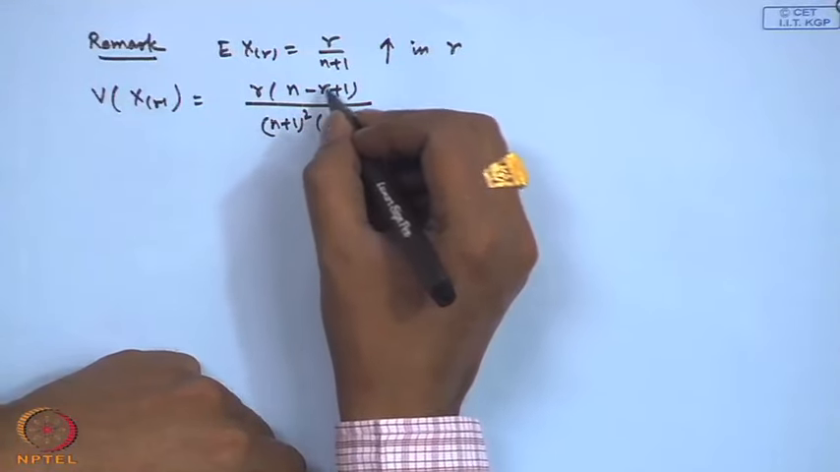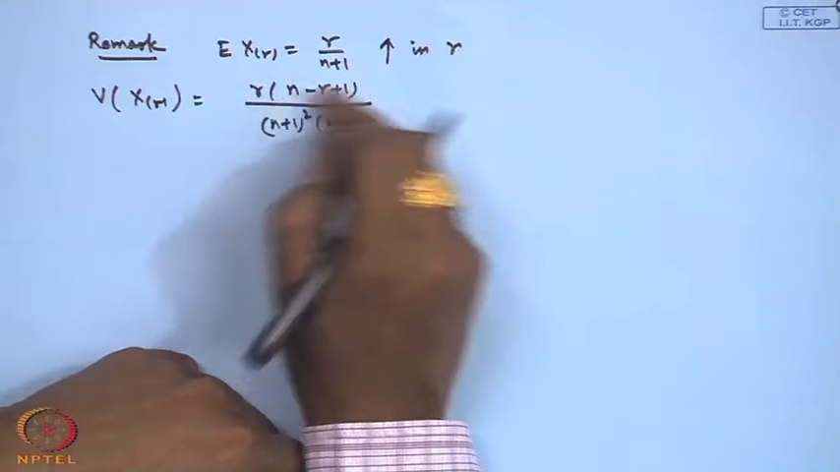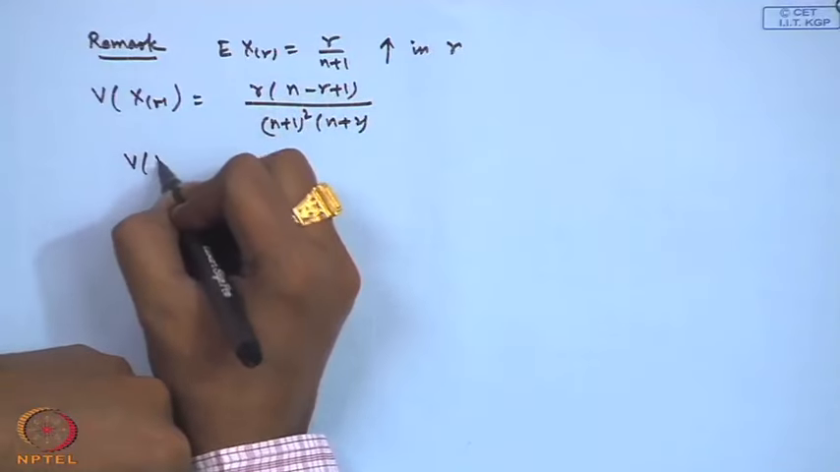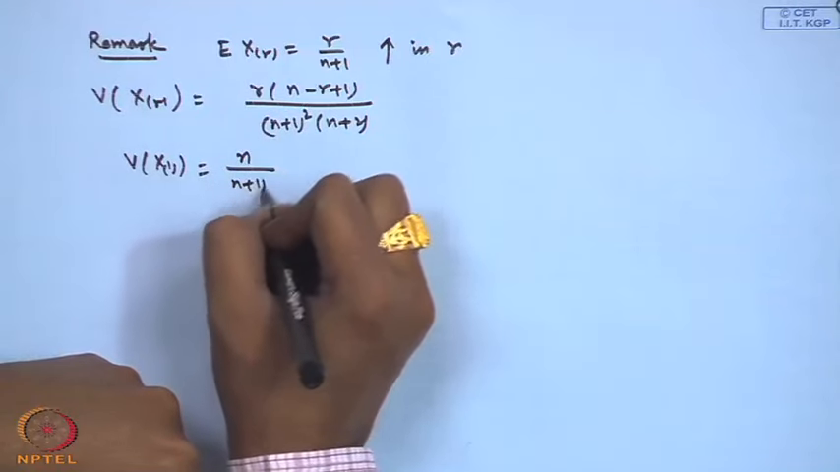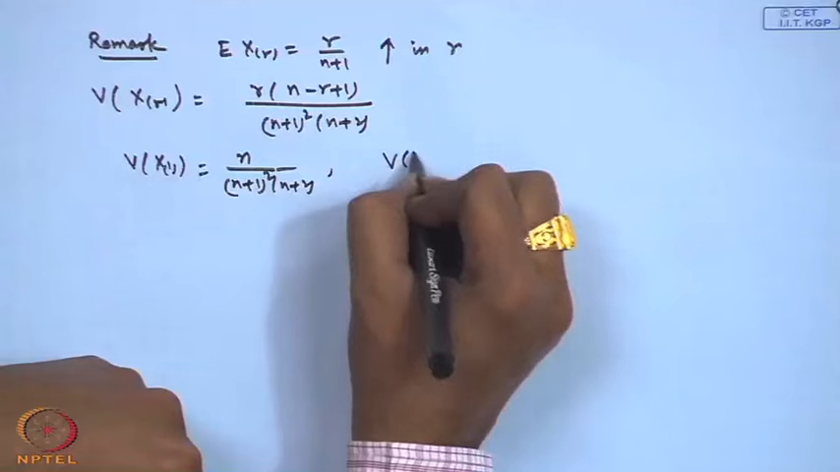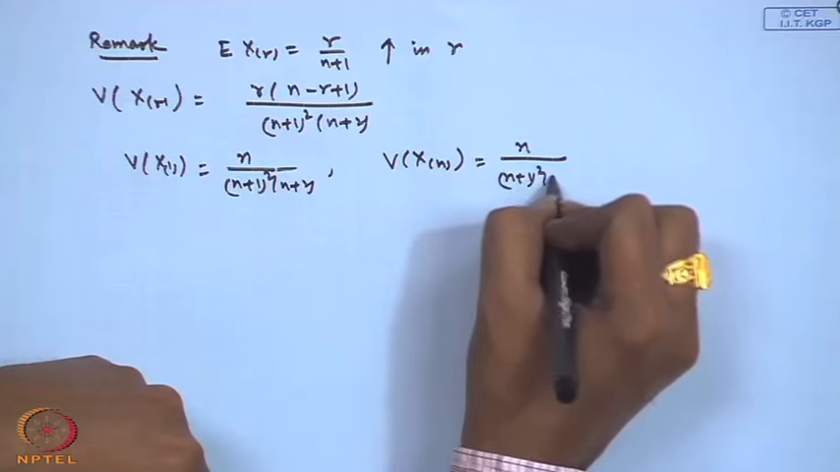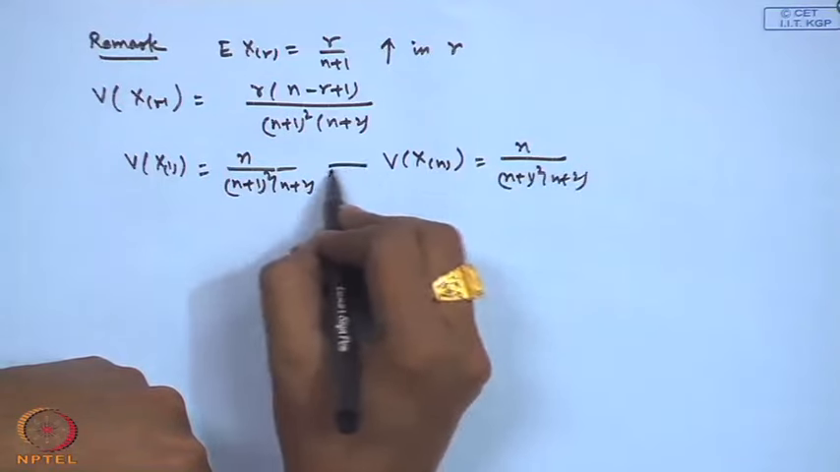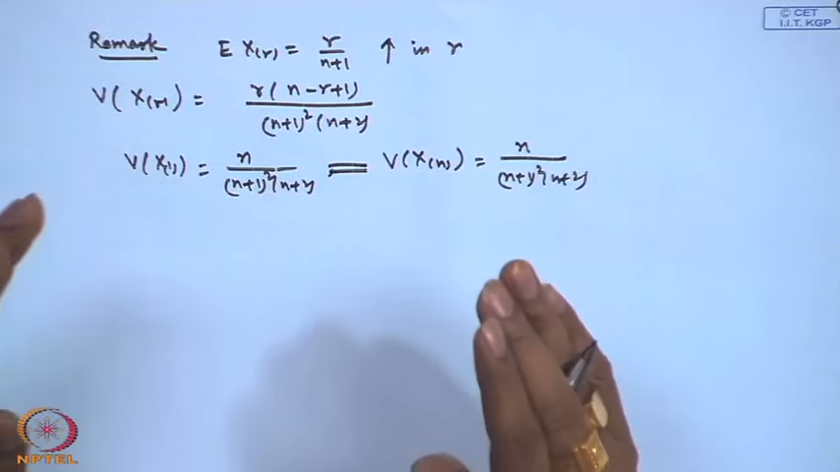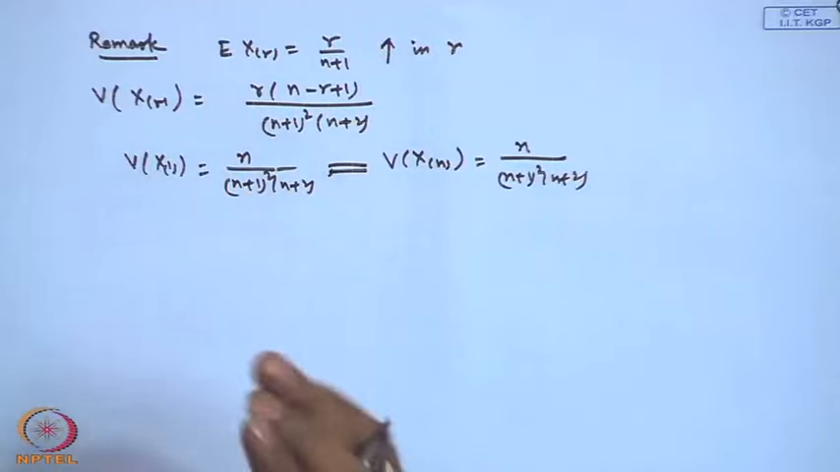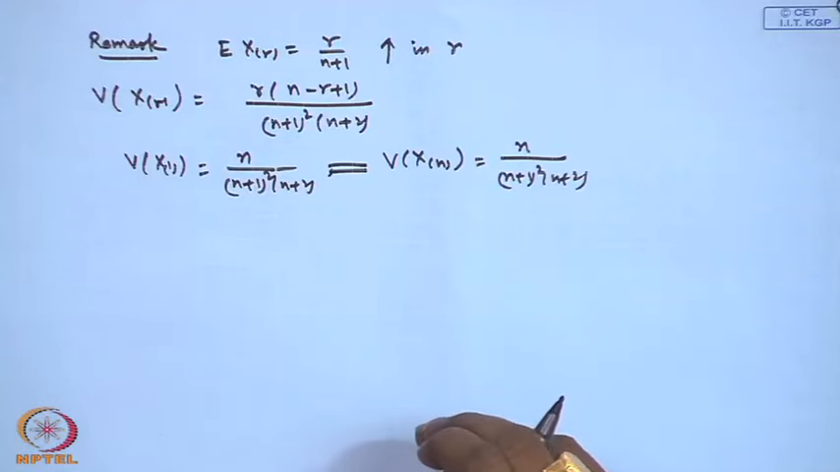Actually, it will be maximized for r equal to, say, n by 2 kind of thing. Whereas, if I take the minimum or the maximum, like if I consider the variance of X1 here, that will give me n divided by n plus 1 square into n plus 2. And similarly, if I consider the variance of X_n, then this is again equal to n divided by n plus 1 square into n plus 2. So, this is a symmetric function here, this is the same. So, expectation increases, but the variability increases and then decreases here. So, that is the way it will come here.